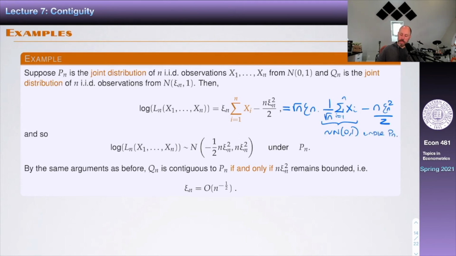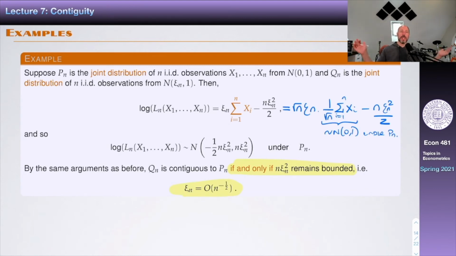Right? And so if you see that, then immediately you see that the distribution of the log likelihood ratio is a normal with mean negative half n sigma square and variance n sigma square. Again, this relationship between the mean and the variance that you need for contiguity holds as long as we can claim that this converges along a subsequence. When is it going to converge? Well, it is going to converge along a subsequence if and only if n times psi squared remains bounded. And that means psi has to converge at rate square root n.